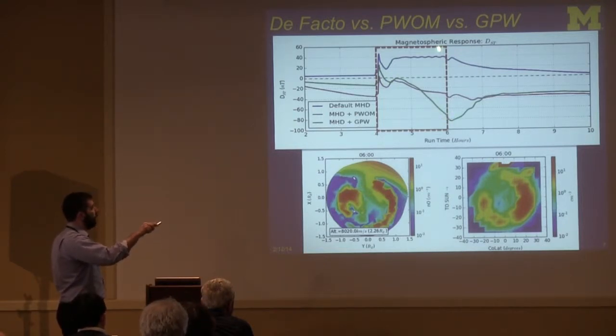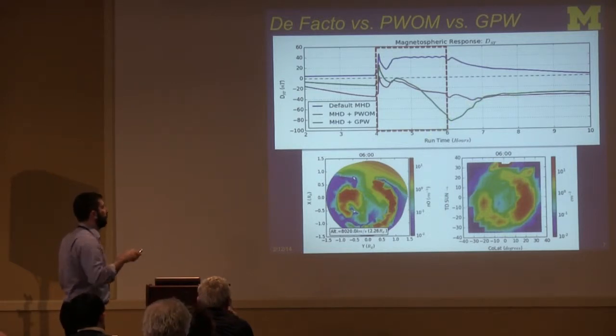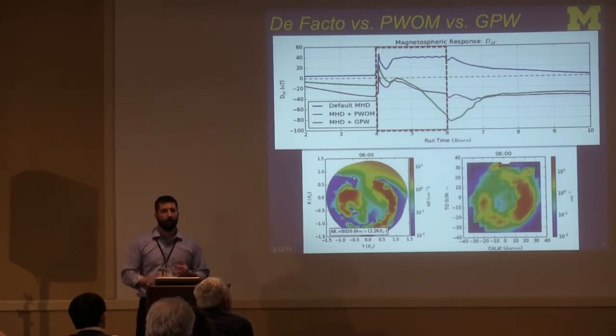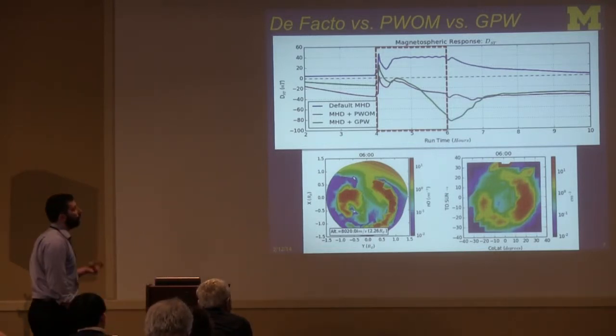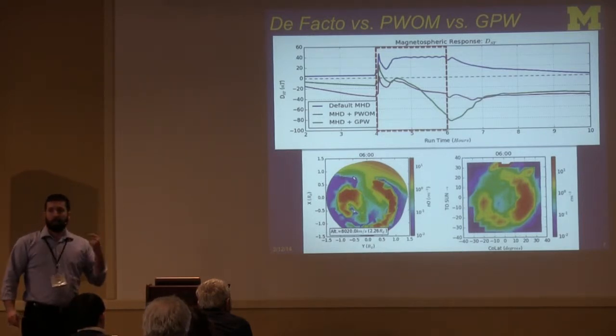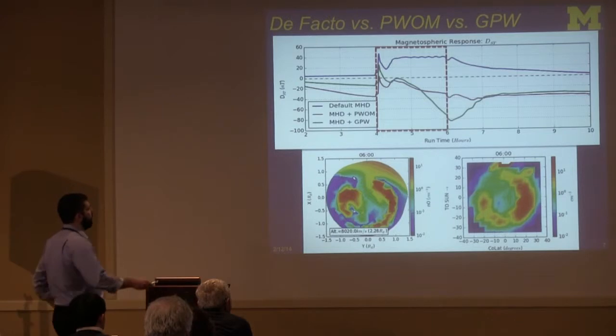and then once IMF turns northward again, we have a quick and then a slower recovery. And so that's very interesting. Already with this simple proof of concept run, we're seeing some big differences. And those differences are really manifesting because of the amount of flux that you're getting from the GPW versus PWAM.